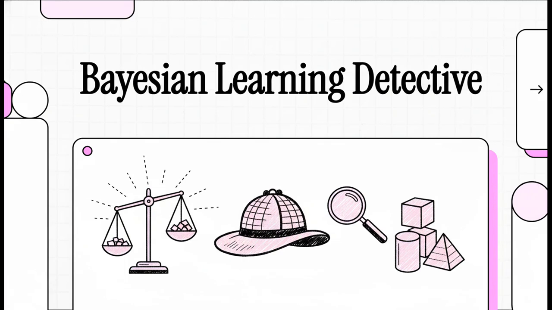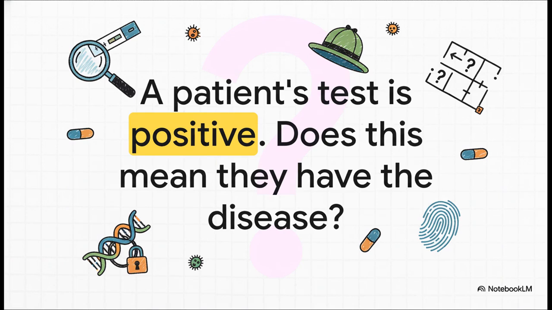All right, today we're doing something a little different. We're not just going to learn about a machine learning concept, we're going to solve a crime. So put on your detective hats, because we're about to see how a machine weighs evidence to find the truth, using one of its most powerful tools. But first, let's set the scene.